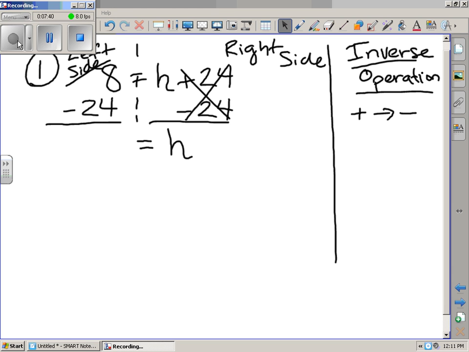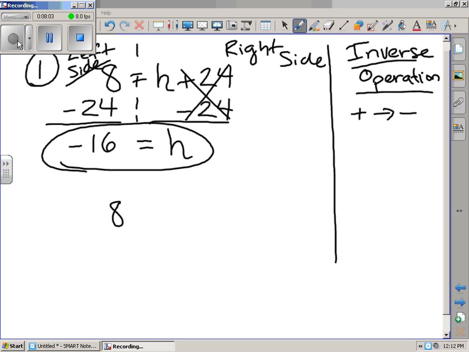The result of 8 minus 24 is negative 16. So we got h alone, and we found out that it's equal to negative 16. So this is our solution to the equation. What you need to do next is you need to check your work. So I want you to rewrite the original problem. So we're going to write out 8 equals h plus 24.